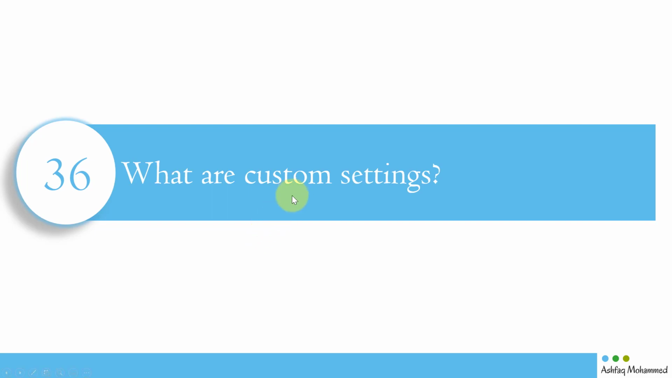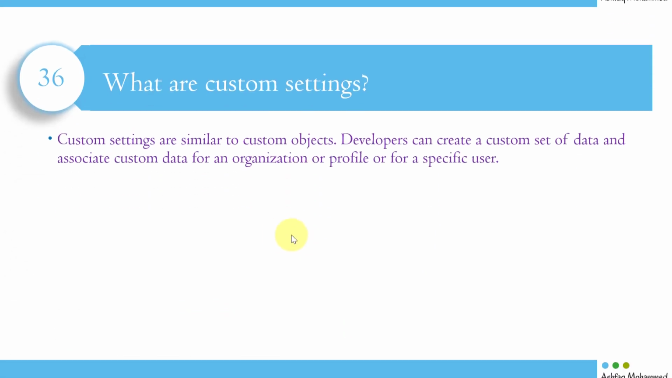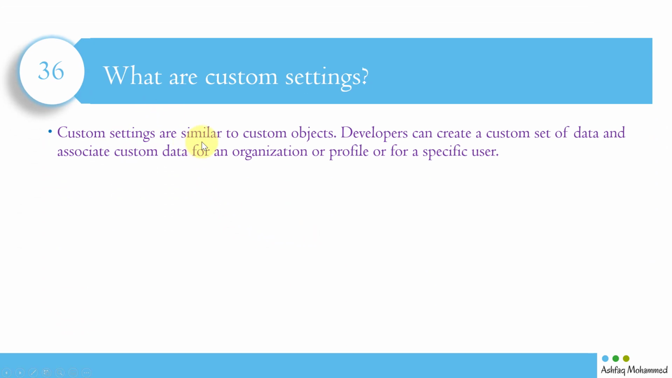So the question is, what are custom settings? Custom settings are similar to custom objects, right? Same as an object. How do we create an object? We can do so in custom settings as well. Developers can create a custom set of data and associate custom data with an organization, profile, or specific user. Basically, we can create static data and store it in the custom settings.